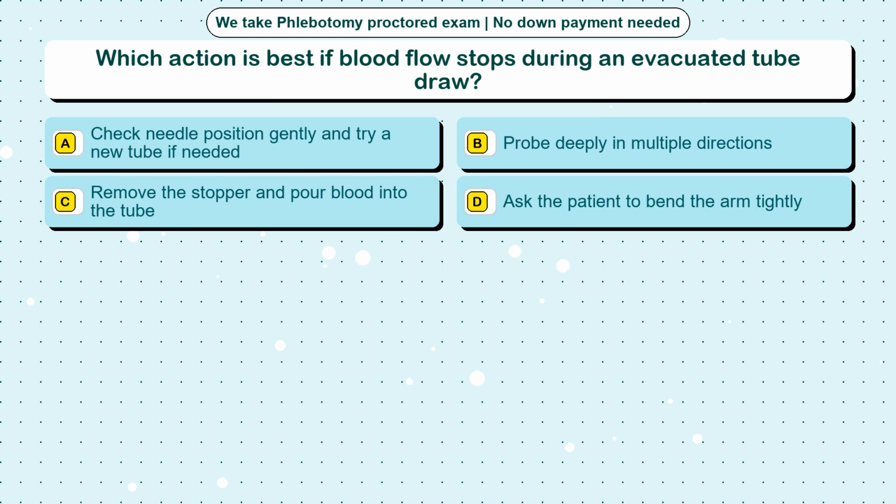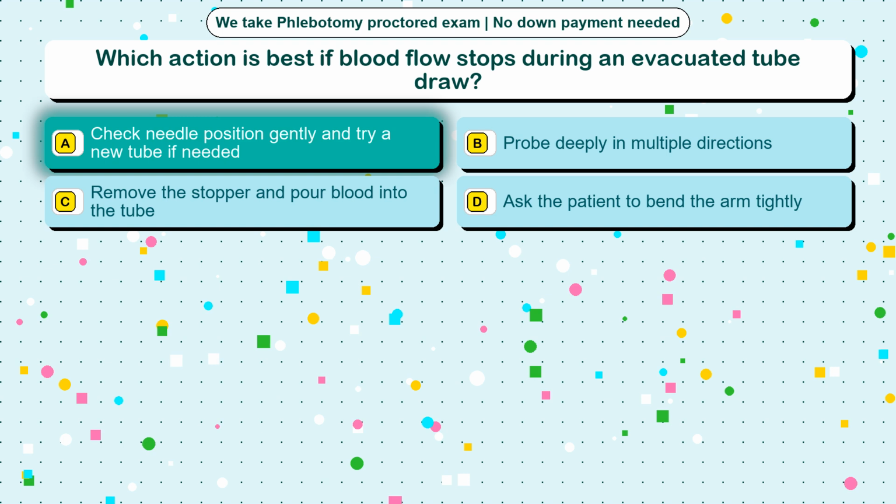Question 89. Which action is best if blood flow stops during an evacuated tube draw? Option A. Check needle position gently and try a new tube if needed. Option B. Probe deeply in multiple directions. Option C. Remove the stopper and pour blood into the tube. Option D. Ask the patient to bend the arm tightly.